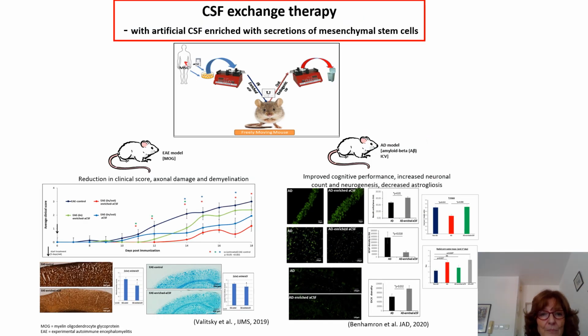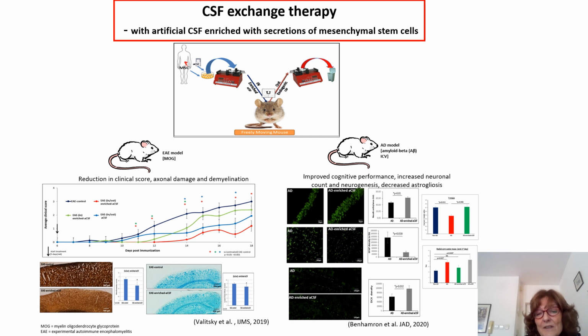Another cell component therapy, we use secretions of cells. We use secretion of mesenchymal stem cells from the lab of Professor Karosis. We grow them on artificial CSF and we collect the secretions and we insert it to one ventricle, and in the other ventricle we collect the endogenous CSF. Therefore we call it CSF exchange therapy. And in order to calibrate and learn the whole method, we started with acute models of the CNS, believing that actually this method can be relevant to many diseases of the CNS because it's a more general, holistic approach.